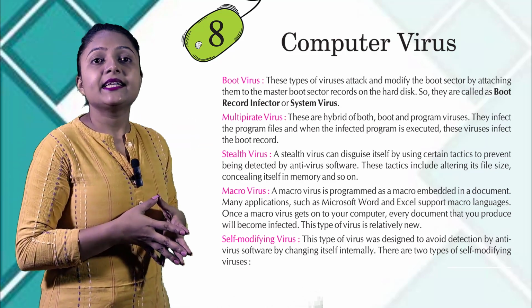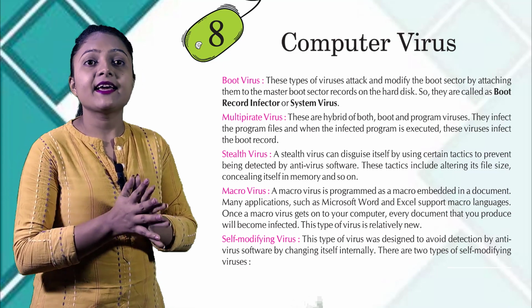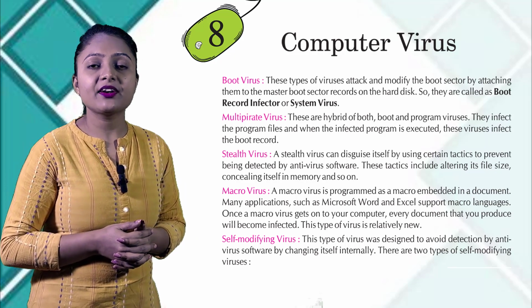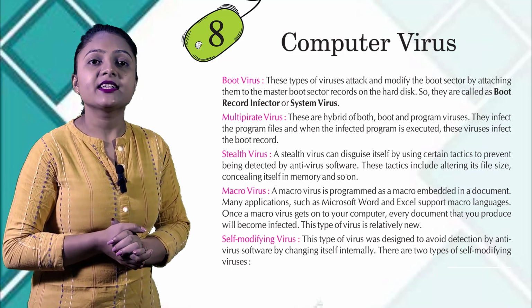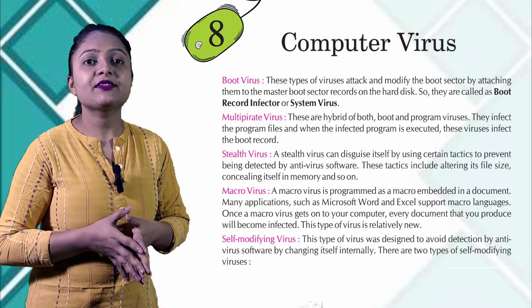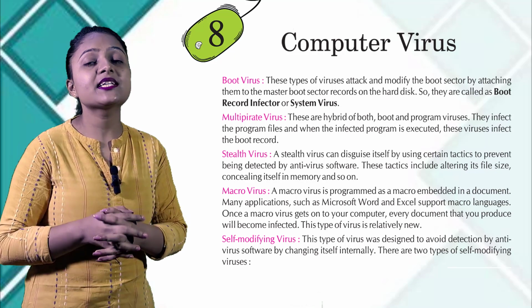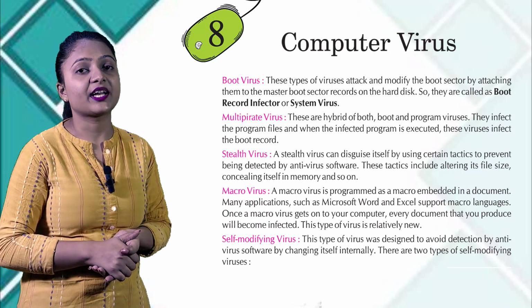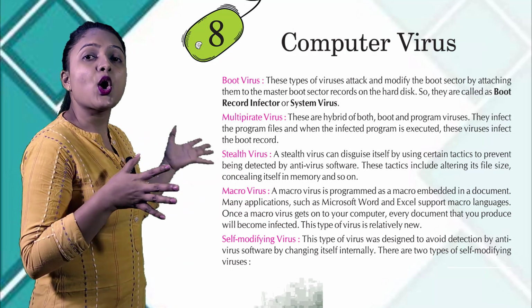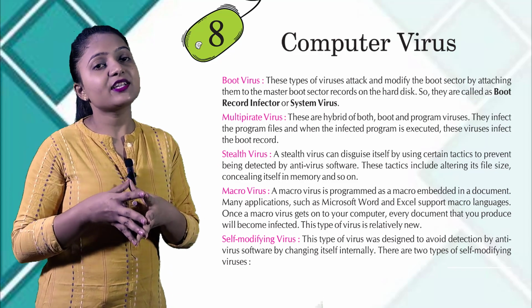Multipartite virus. These are hybrids of both boot and program viruses. They infect the program files, and when the infected program is executed, these viruses infect the boot record. Stealth virus. A stealth virus can disguise itself by using certain tactics to prevent being detected by antivirus software. These tactics include altering its file size, concealing itself in memory, and so on.